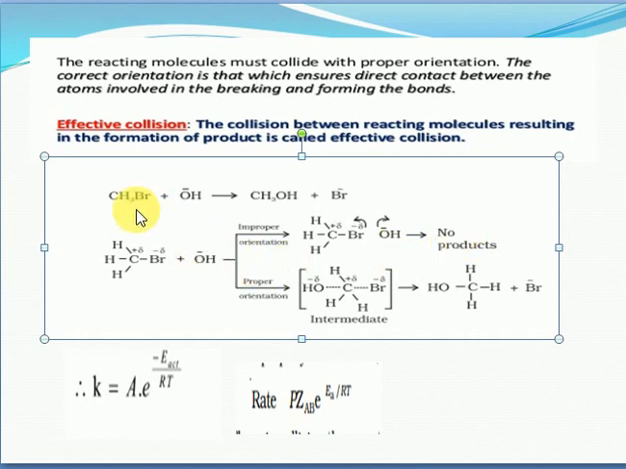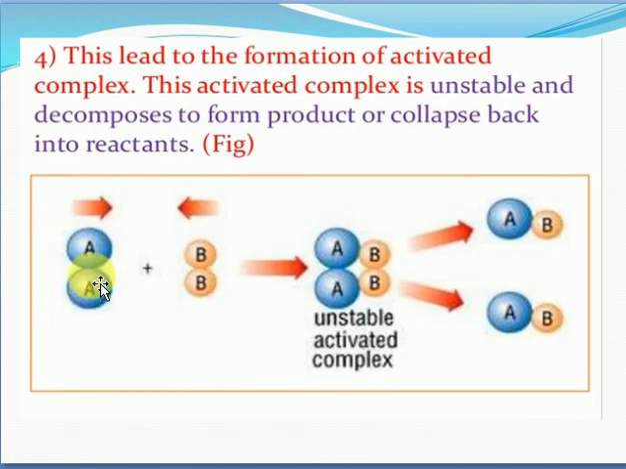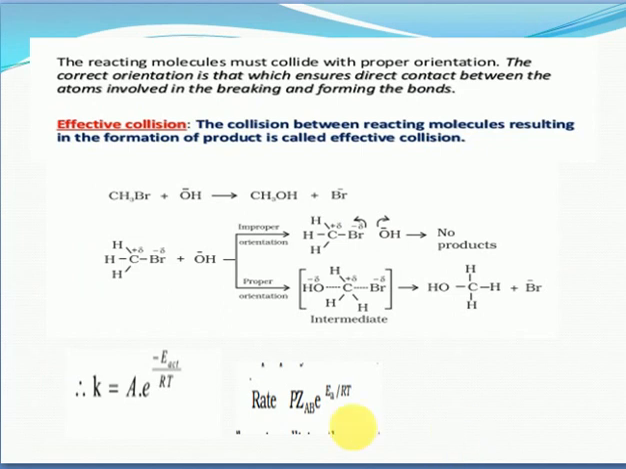Suppose the hydroxide group comes from the back side and the bromine leaves from the other side. No repulsions are there. They form one intermediate state and give the product. So for any collision, a proper orientation is also required. But the collision theory takes the reactant molecule like a hard sphere. Generally reactant molecules are not hard spheres; they have specific shapes. Regarding shape, they mention one factor called P.